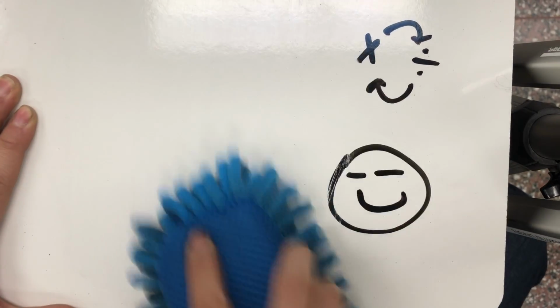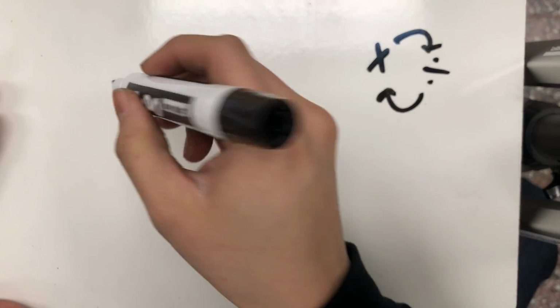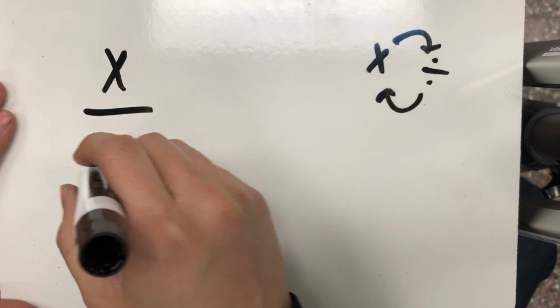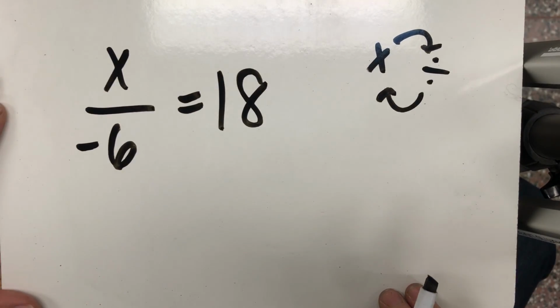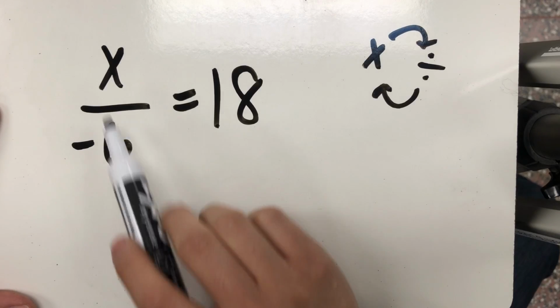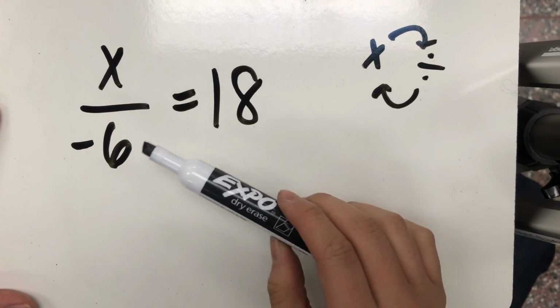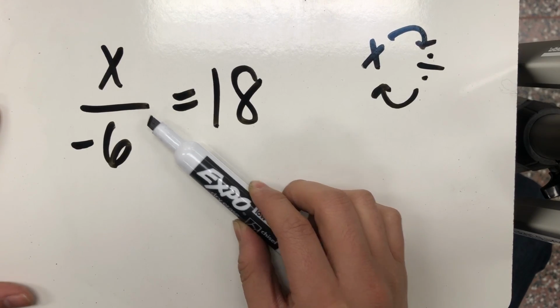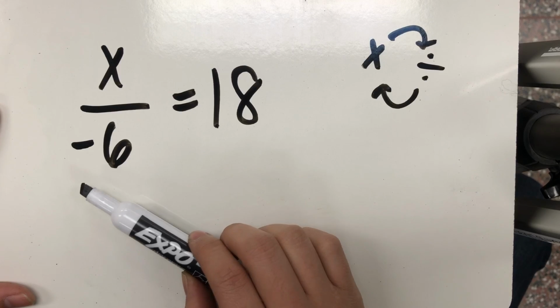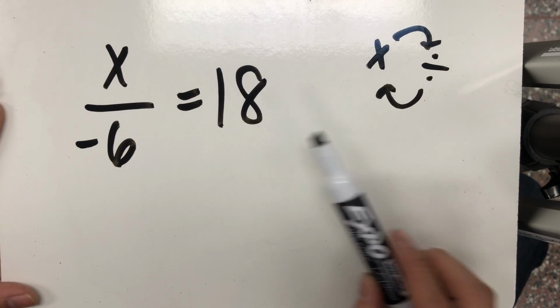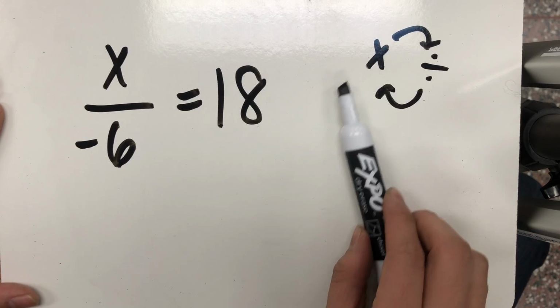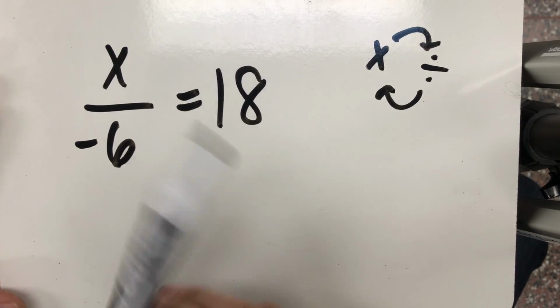Now let's go over a few division problems. What happens if I have something that looks like this? x. Now, this looks like a fraction, right? And we know in our fraction, this fraction line means division. So this is x being divided by -6. X divided by -6 equals 18. What is the opposite of divide by -6? Multiply times a -6.